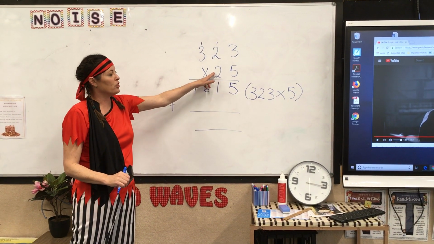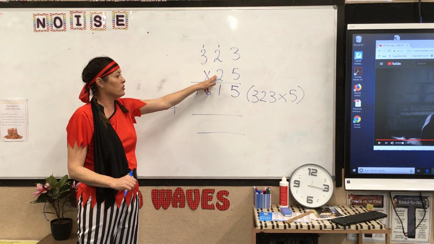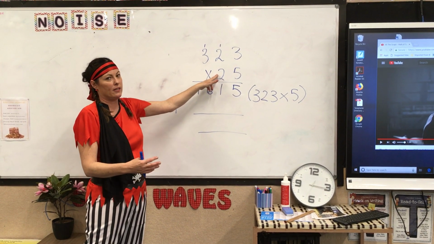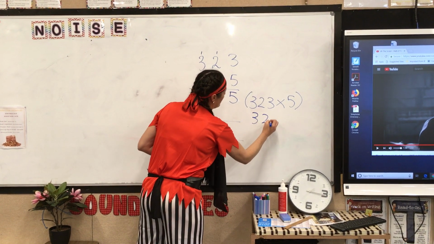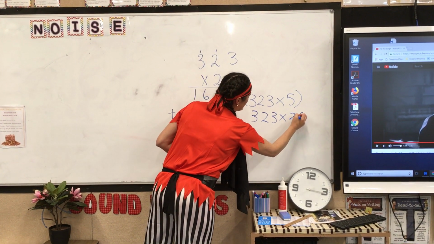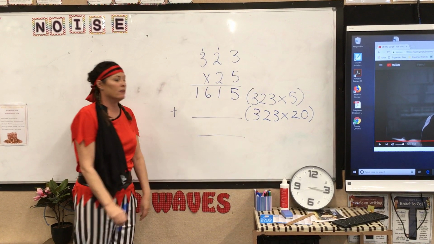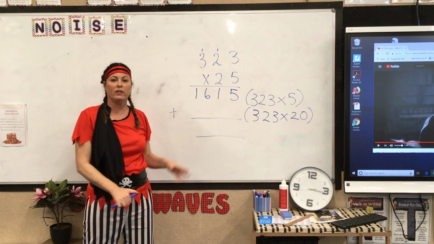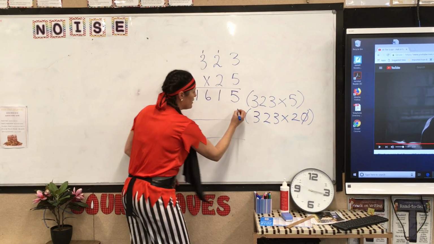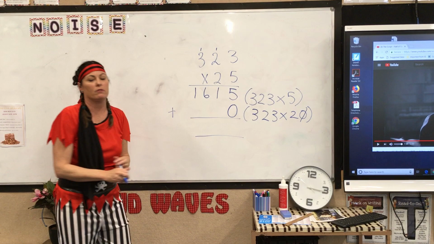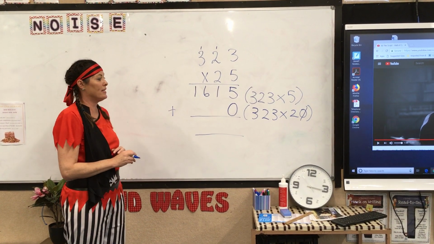Now we move on to the digit that's in the tens column, which is the 2. It's actually worth 20. Even though we say we're timesing by 2, it's worth 20. So in our second line, we're actually doing 323 times 20. But we don't do 3 times 20, we just do 3 times 2. So therefore, this 0 needs to be put here first. So you must make sure that's there.